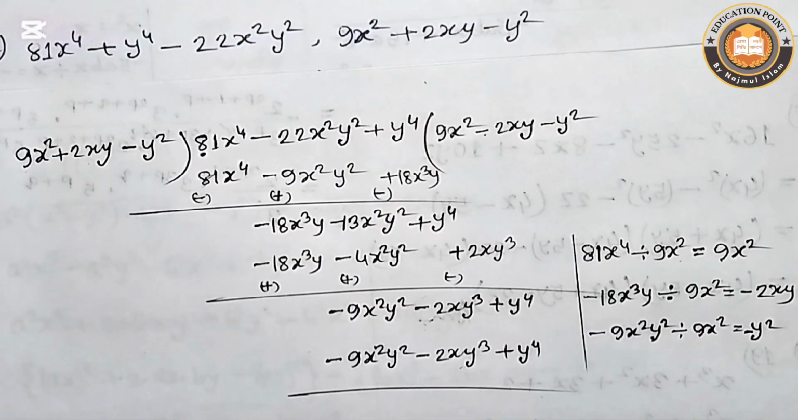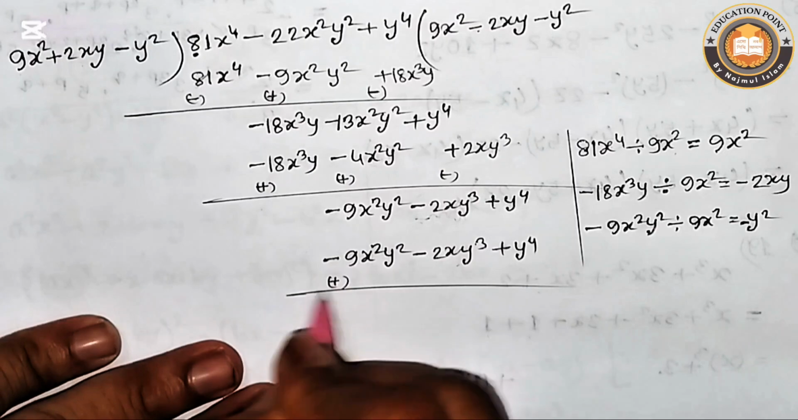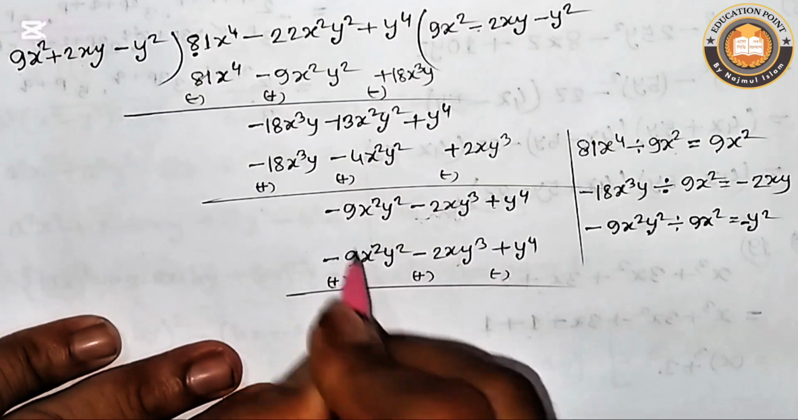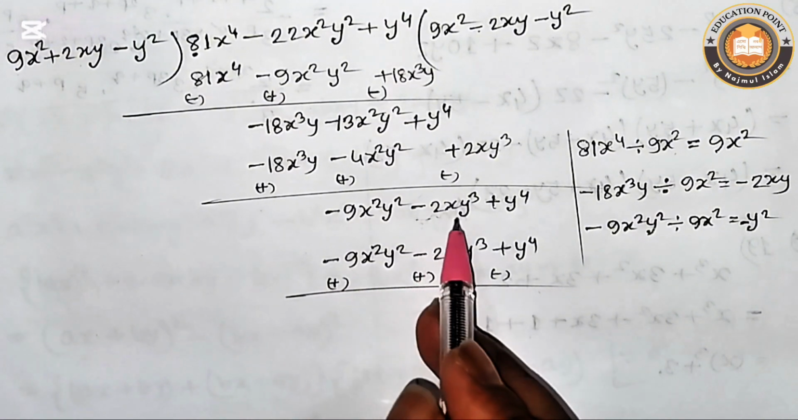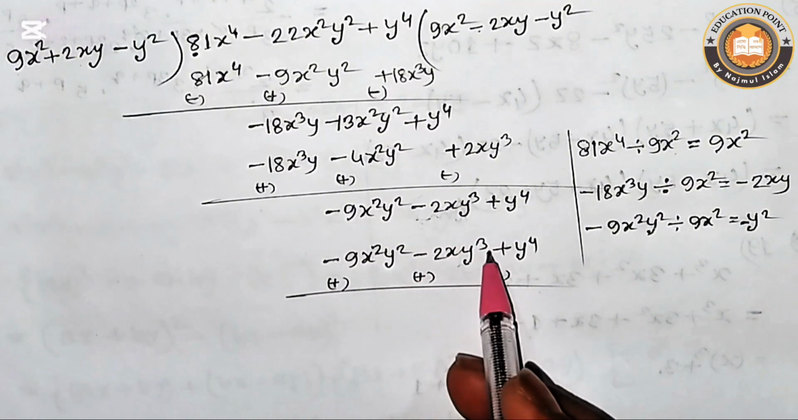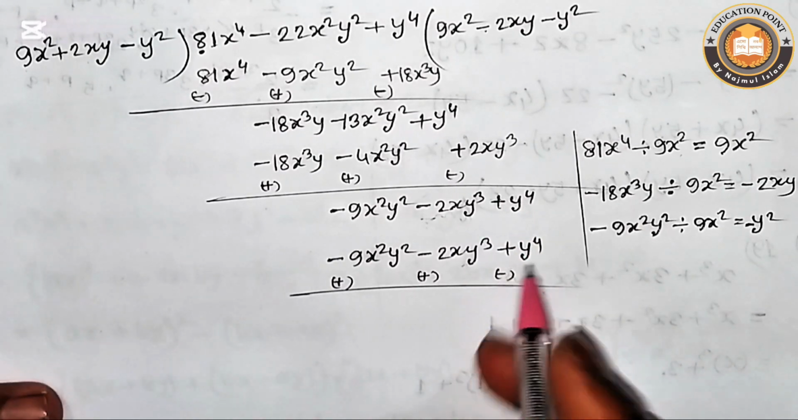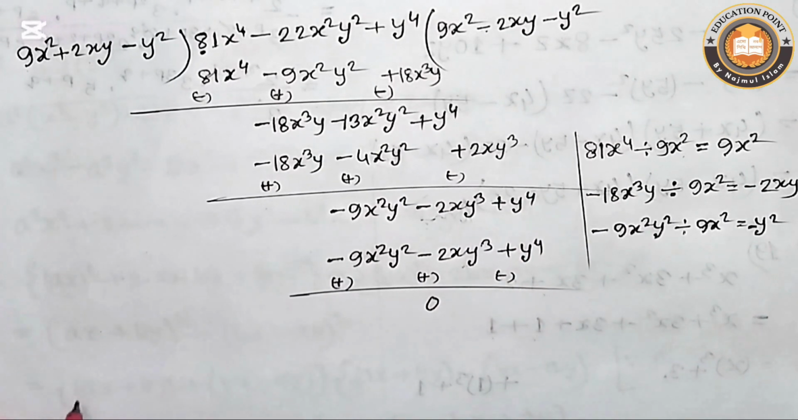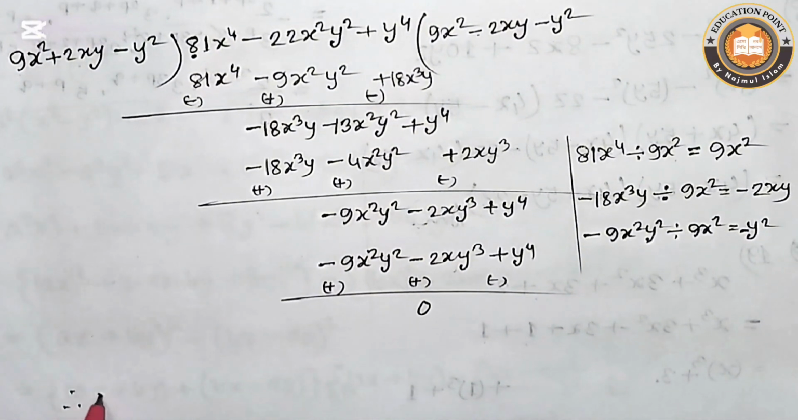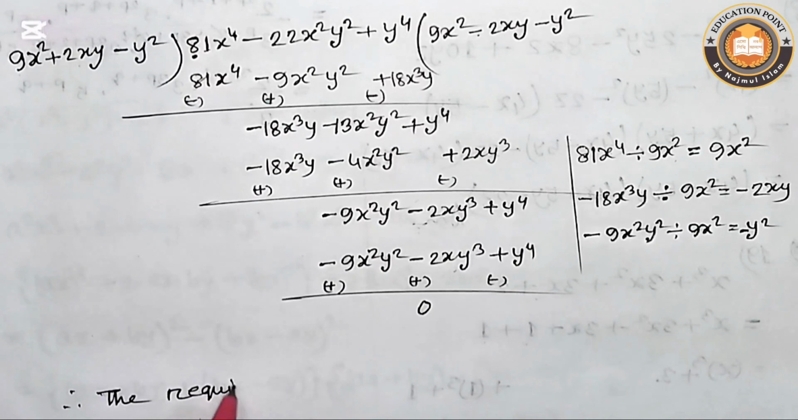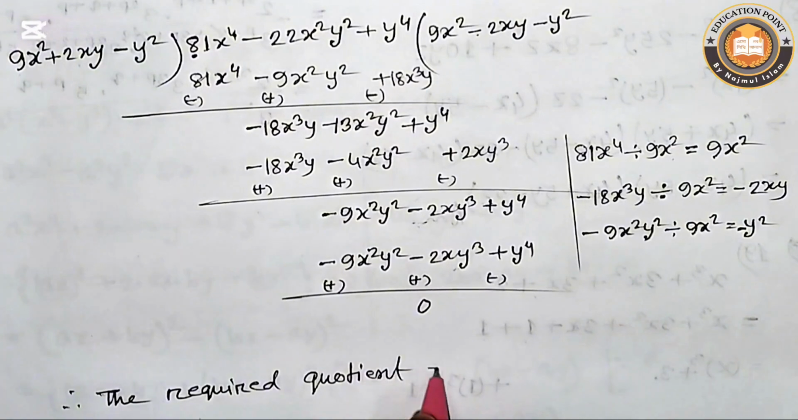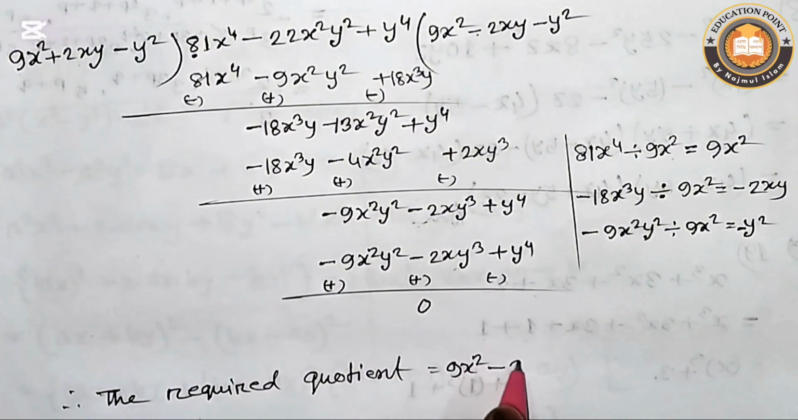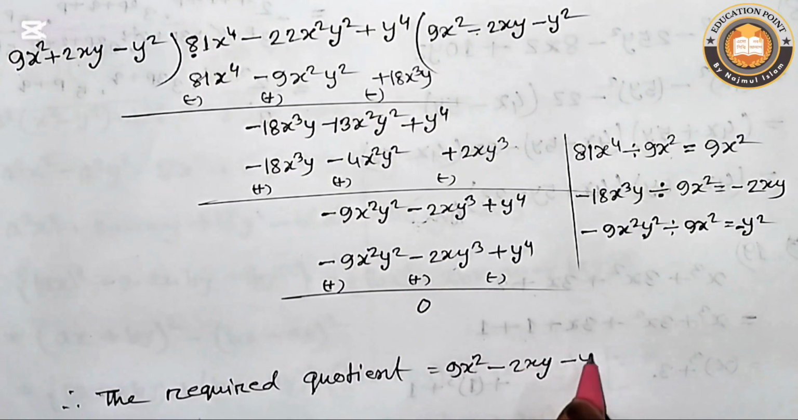According to the division law, their sign will be changed. So minus 9x²y² plus 9x²y² equals 0. Minus 2xy³ plus 2xy³ equals 0. Plus y⁴ minus y⁴ equals 0. So the required quotient is (9x² + xy − y²).